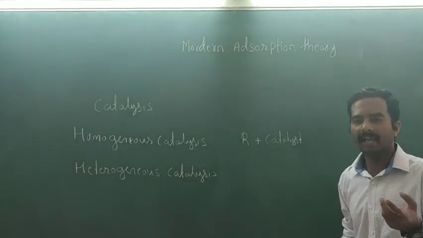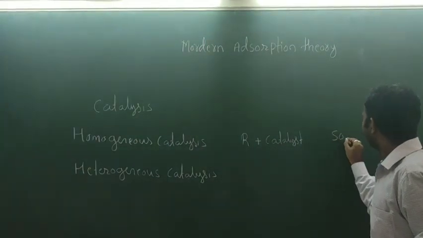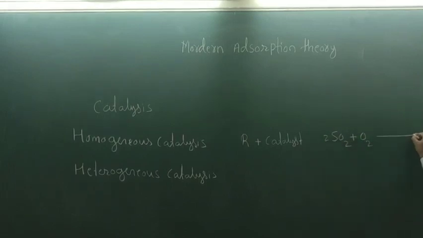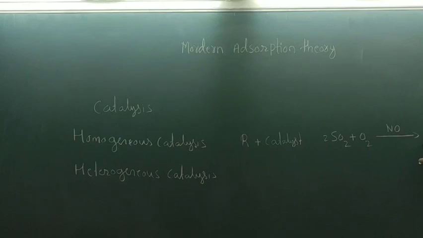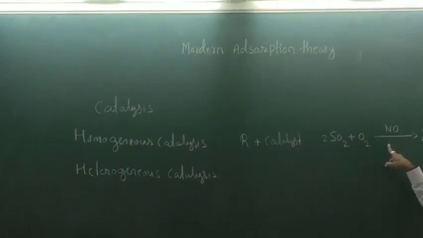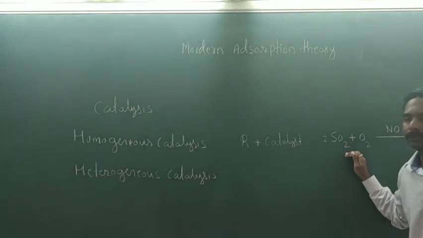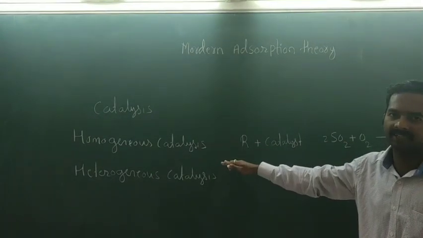Consider, for example, sulfur dioxide undergoing oxidation in presence of nitric oxide. Here formation of sulfur trioxide takes place. In this case, sulfur dioxide is in gaseous form, oxygen is also gaseous form, and nitric oxide is also gaseous form. Therefore, this example belongs to homogeneous catalysis.